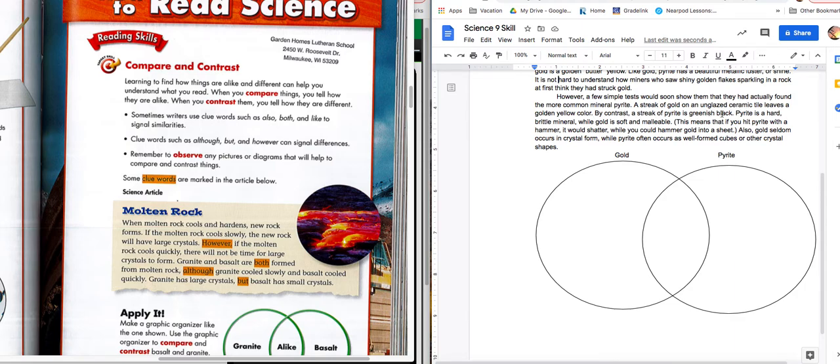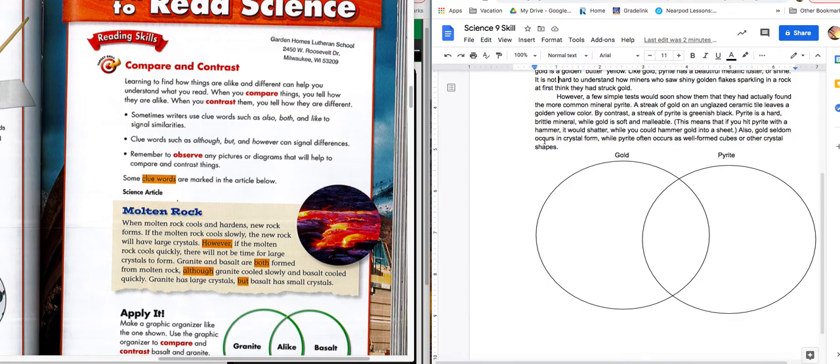Number 2, pyrite is a hard, brittle mineral, while gold is soft and malleable. So you got the two differences there, guys. This is what the word malleable means. This means that if you hit pyrite with a hammer, it would shatter. Well, you could hammer gold into a sheet. So gold is a little bit soft, so when I hit it, I can make it into a sheet. That's how we make the jewelry out of it, guys.